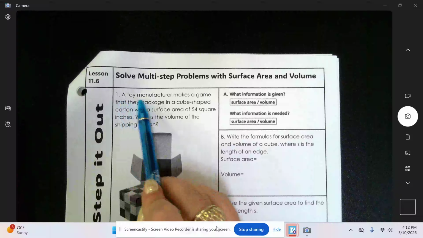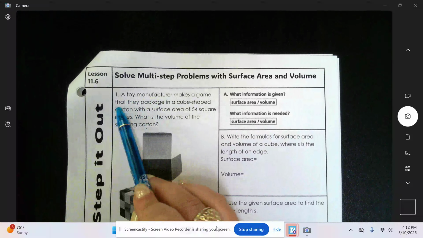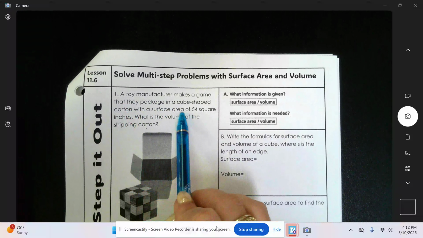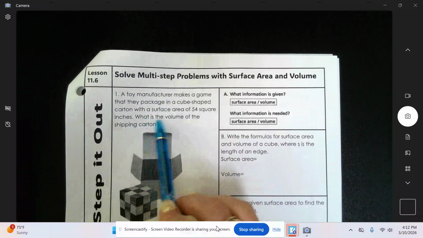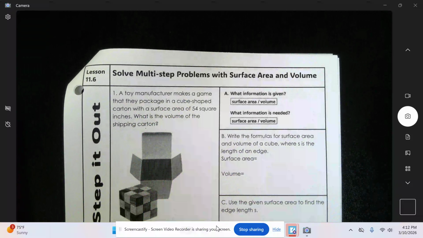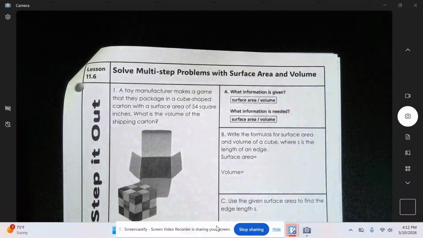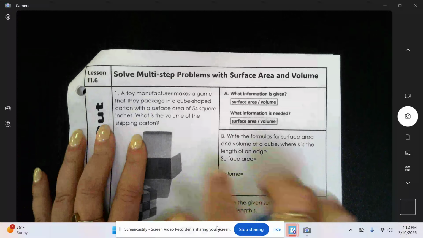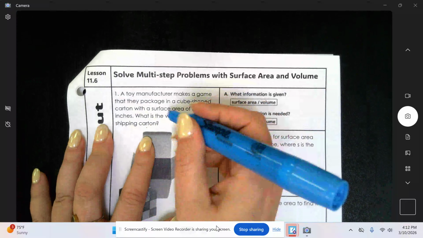It says a toy manufacturer makes a game that they package in a cube-shaped carton with a surface area of 54 square inches. What is the volume of the shipping container? So we still want to get in the habit of highlighting what the question is asking and what key information that we have. So when we look back, what is the question asking? It says the question is asking for volume.